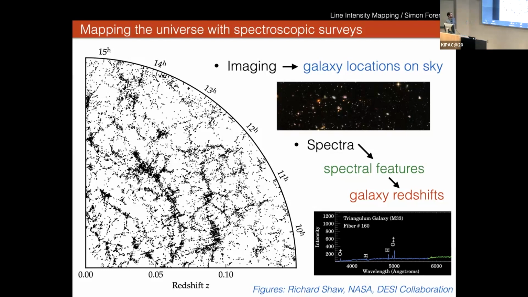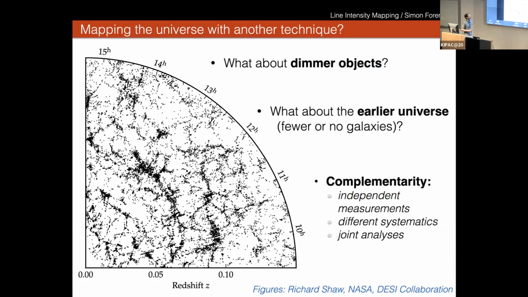But there are also reasons to ask whether there are other complementary ways that we could try and map out this large-scale structure. And there are a few different motivating questions that we can think about. One is, what about the dimmer objects? If we're counting objects one by one, we'll only be able to count the objects that are sufficiently bright for a given survey. But there's still interesting information about cosmology and astrophysics in the dimmer objects that we can't actually pick out with a given survey. And so we can ask whether we can harness that information in some way.